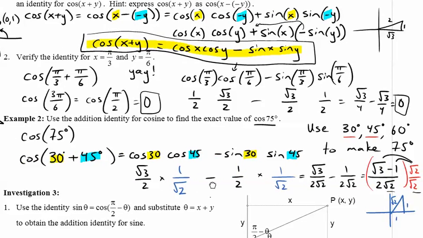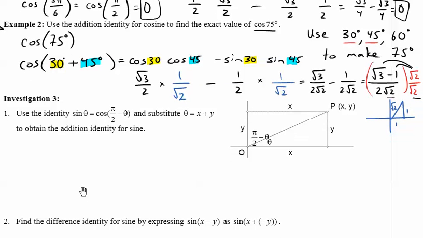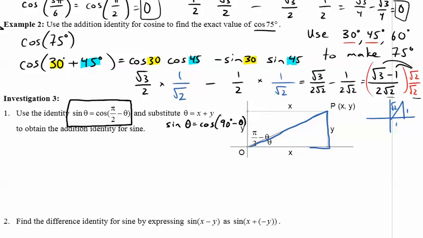Now we've got two more big difference and sum identities to prove, and that's when we use sine. So there's an identity that says that sine of theta equals cosine of pi over 2 minus theta. What that's saying is that sine of any angle is the same as cosine of 90 minus that angle. And basically we can see that just by making a triangle. If you have a right triangle, and this angle is theta, then sine is opposite over hypotenuse.